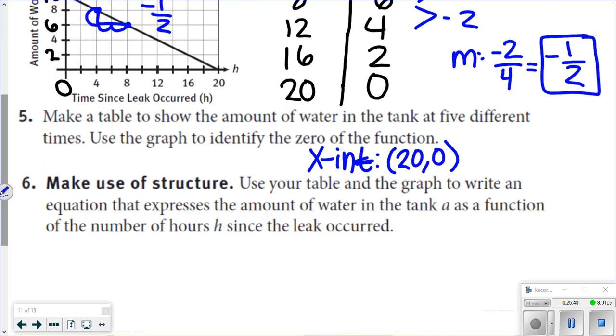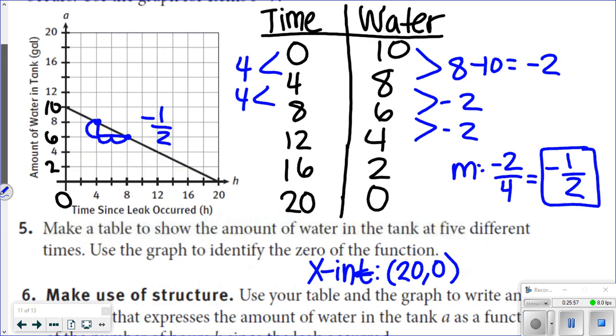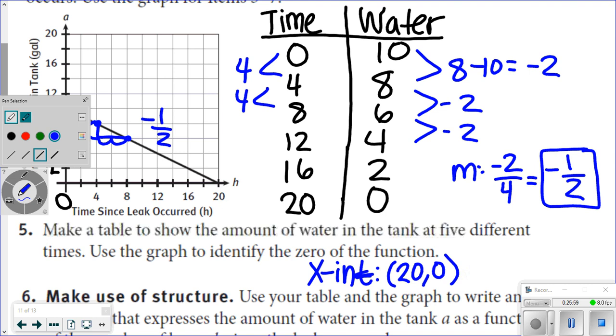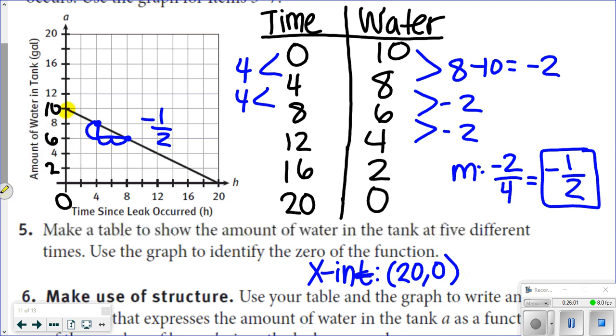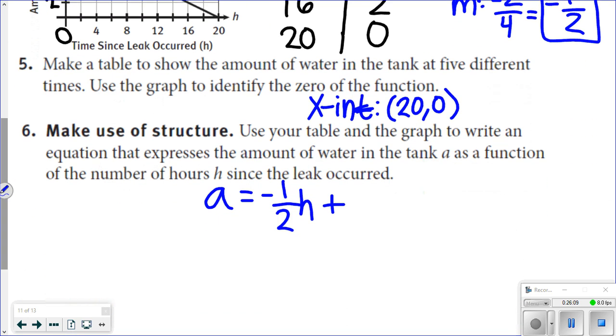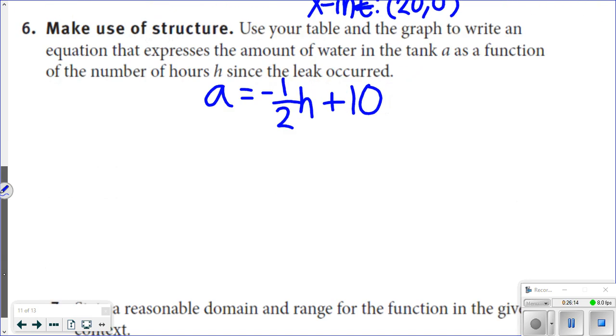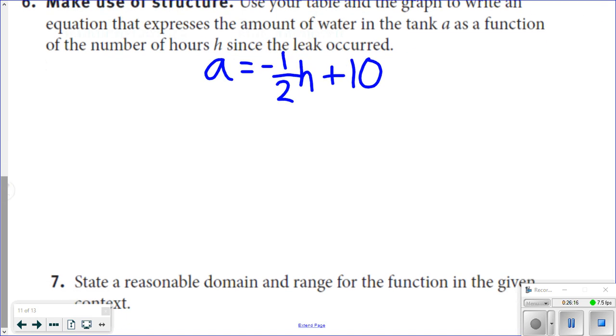Okay, so my slope is negative 1 over 2 plus, what was my y-intercept or my starting point? And I can find it 2 places. Right here's my starting point, my y-intercept. 10. Good. And did we lose question 7? Oh, it's right down here.